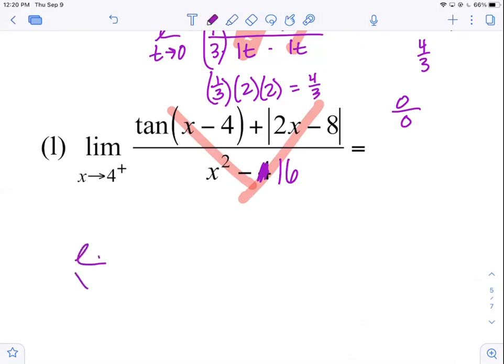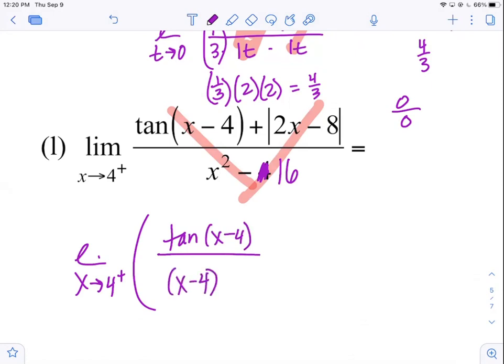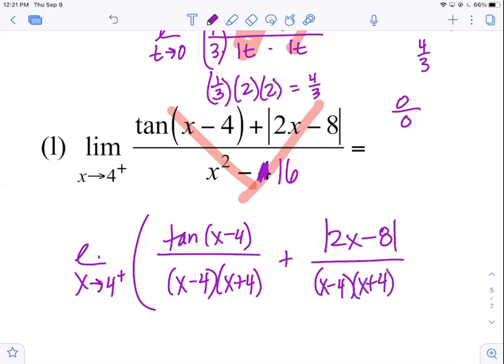So let's see what that's going to look like. The limit as x goes to 4 from the right, parenthesis, I get tangent of x minus 4 over, I'm going to go ahead and factor the bottom. Is that okay? Difference of squares, x minus 4, x plus 4. And then plus the absolute value of 2x minus 8 all over, same thing, x minus 4, x plus 4. We'll use that strategy quite a bit this year, separating. And again, you need parentheses around both quantities unless you feel like writing the limit twice in front of each term. Divide and conquer, right? It seems like twice as much work because it's 2 problems now, but the work is 4 times as easy, right?